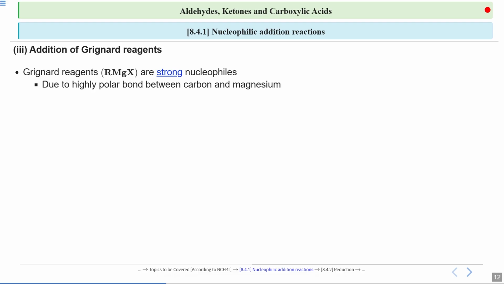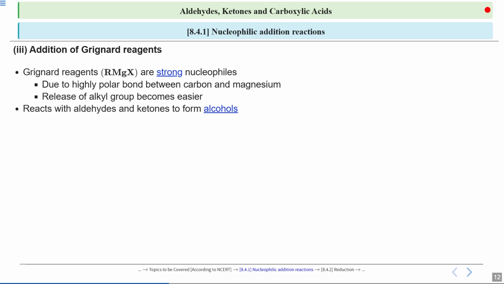And what will be the electrophilic centers? They will be the carbonyl carbon in aldehydes and ketones. Because of the presence of the highly polar bond between carbon and magnesium, carbon becomes electron rich and it attacks the electrophilic centers. Because of this polar bond, the release of the alkyl group from the Grignard reagent becomes easier. So the alkyl group can leave easily because of this highly polar bond.